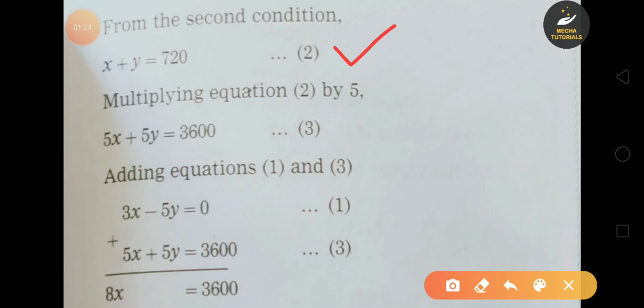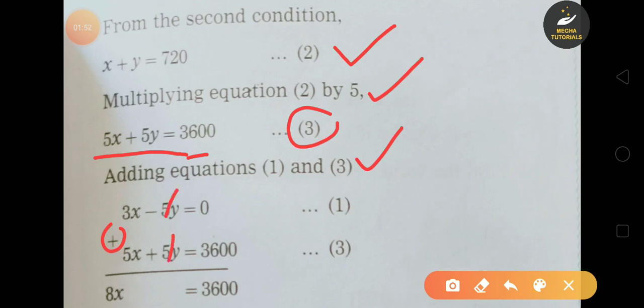Okay, so in this case we have decided to eliminate y, therefore multiply equation 2 by 5 to get 5x plus 5y is equal to 3600. So this is equation 3. Add equation 1 and 3. So in the next step you will get 3x minus 5y is equal to 0 plus 5x plus 5y is equal to 3600. So 3x plus 5x is 8x, minus 5y plus 5y cut, 0 plus 3600 is equal to 3600. So in this step you will get 8x is equal to 3600.